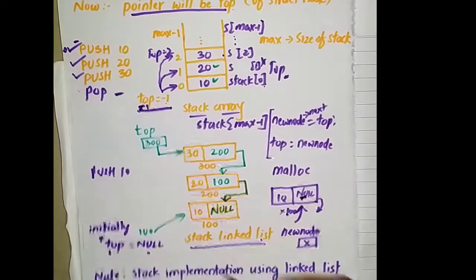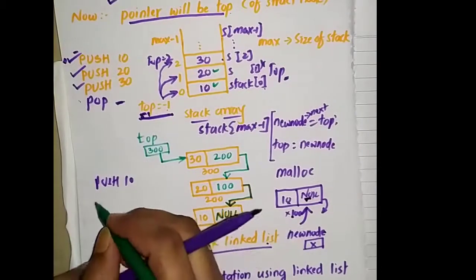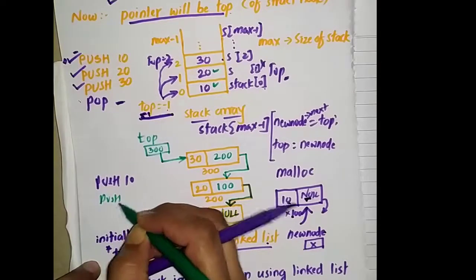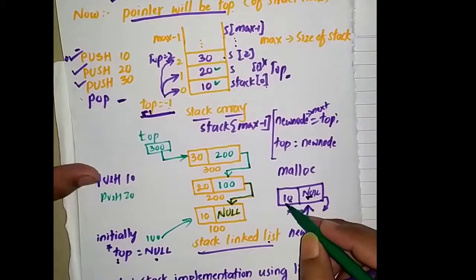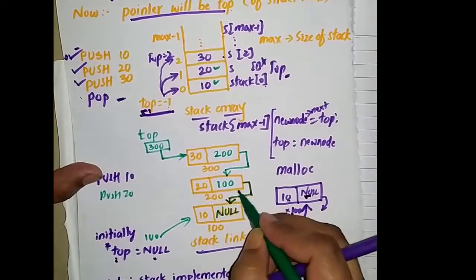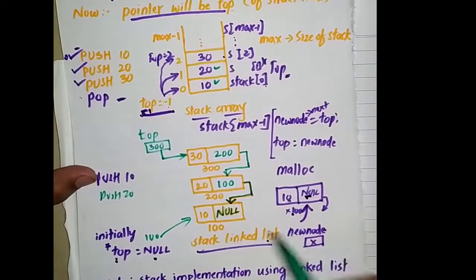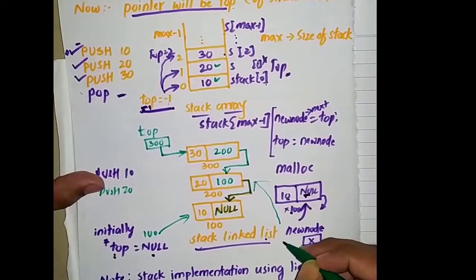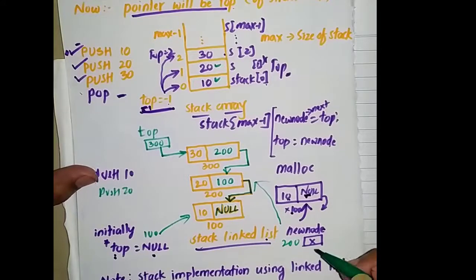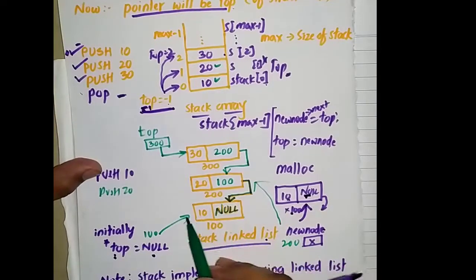Next, consider again I am pushing here, so that is push 20. According to this, what will happen? Again a new block of memory is created like this. Consider the address is 200. Now the new node is pointing to this, correct? So it will be holding the address 200. Still it is in no way connected to the stack linked list, correct?